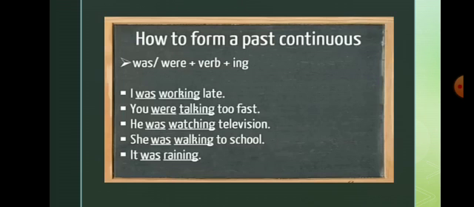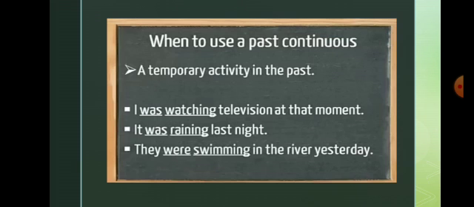It was raining. When to use the past continuous tense? For a temporary activity in the past. For example, I was watching television at that moment. At that moment, I was watching. That happened for nearly half an hour or so.